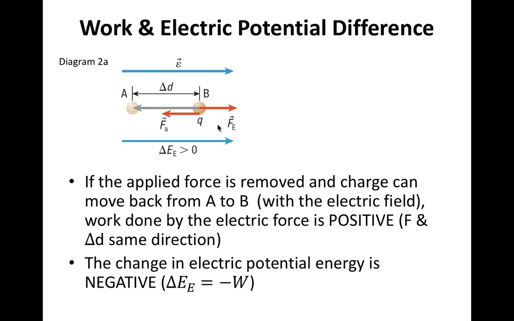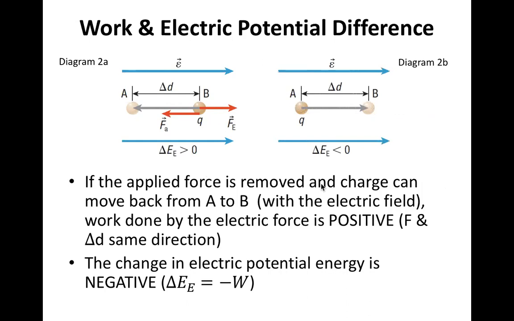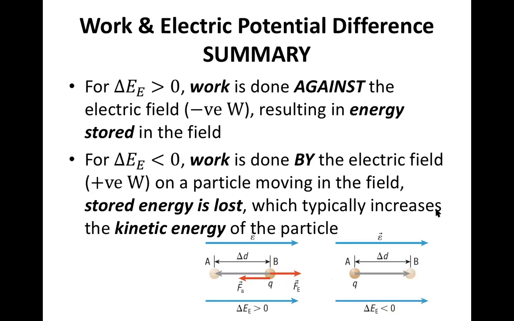Okay, so in that same diagram, we moved from B to A. Now if we let go, if the applied force is removed, the charge will naturally want to move back from A to B with the electric field. And the work done by the electric force is positive. So F and D are in the same direction. The change in the electric potential energy is negative. So now this is back to the ball being in free fall. So you lose your stored energy, and the work done by the field is positive. So that's why this is still true.